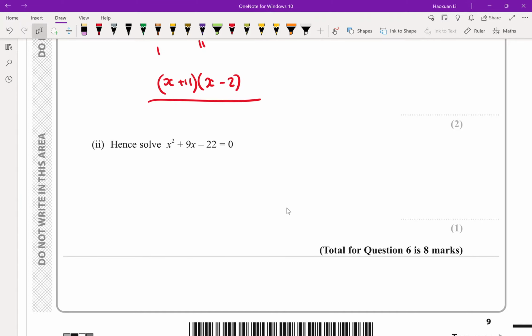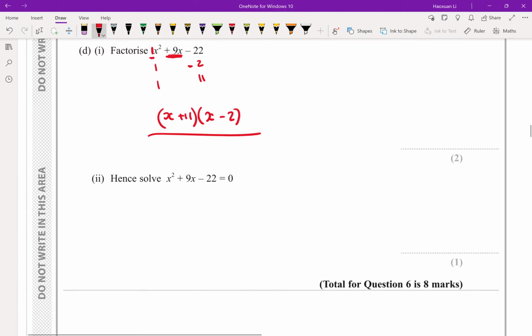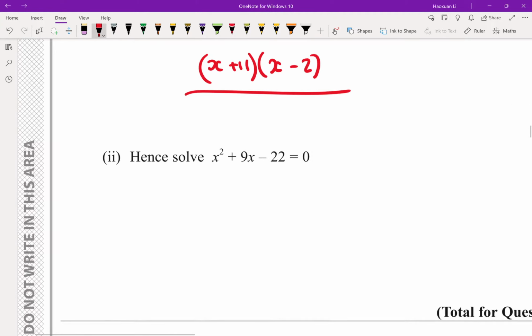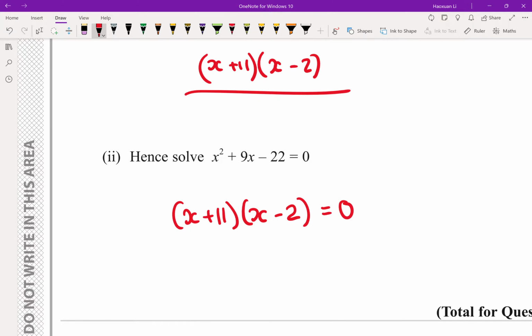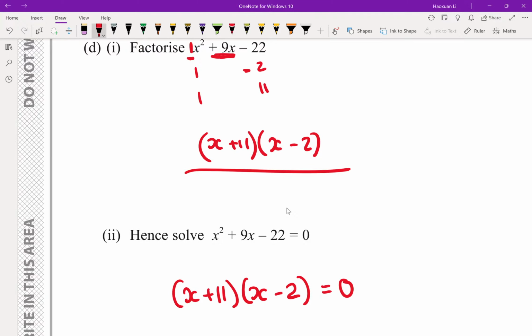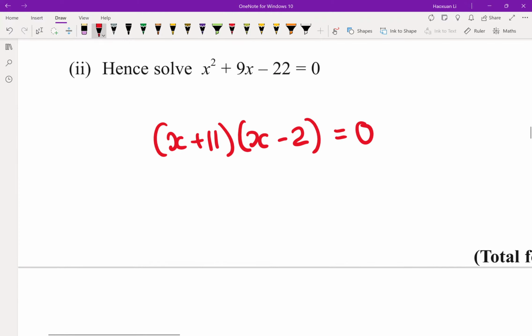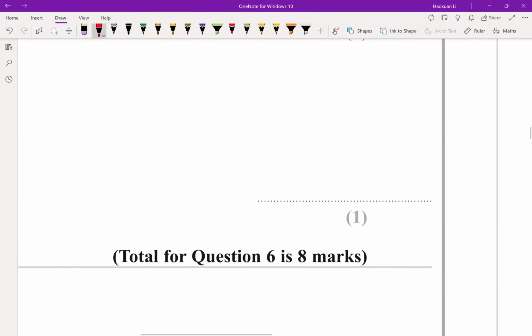And here, this is 1 mark only, so don't expect this to be too hard. Since it is equal to 0, x plus 11 times x minus 2 equals 0. So you have to use the answer you saw in your original question, and now you solve it individually. So x plus 11 equals 0, x will be equal to negative 11, and x minus 2 equals 0, so x will be 2. So negative 11 and 2.